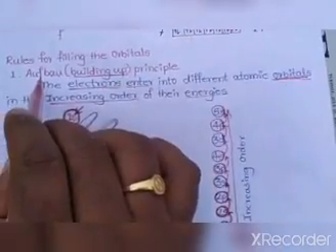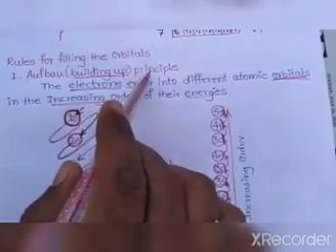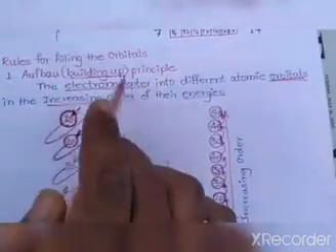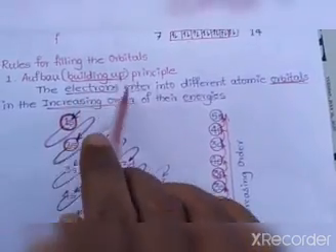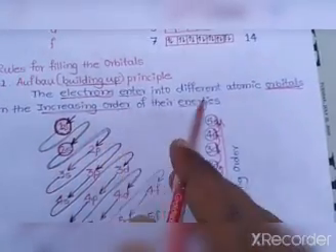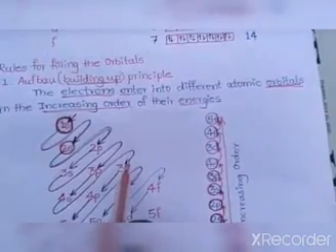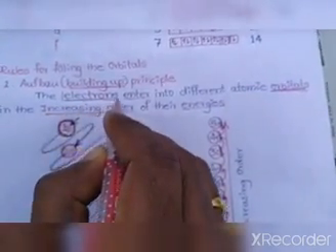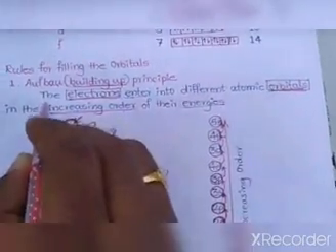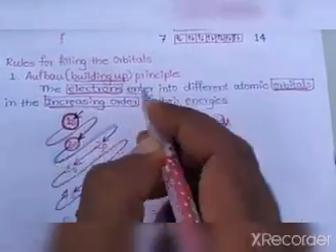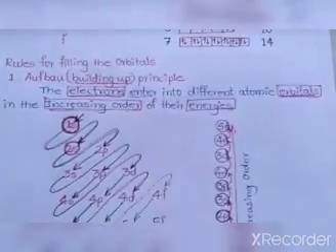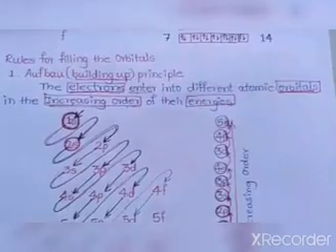In that, first we will discuss the first rule, that is the Aufbau principle. It is also called the building up principle. What does the Aufbau principle tell? Electrons enter into different atomic orbitals in the increasing order of their energy. Electrons fill the orbitals in increasing order of the orbital energy.